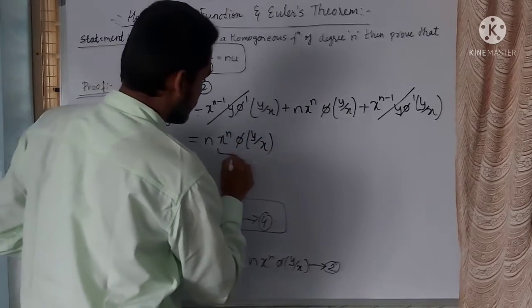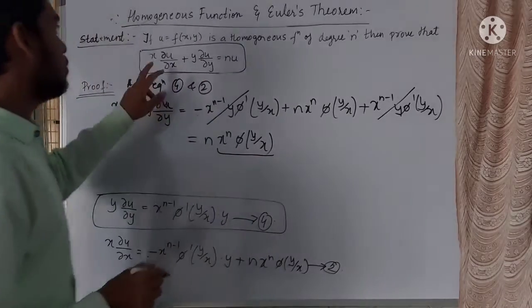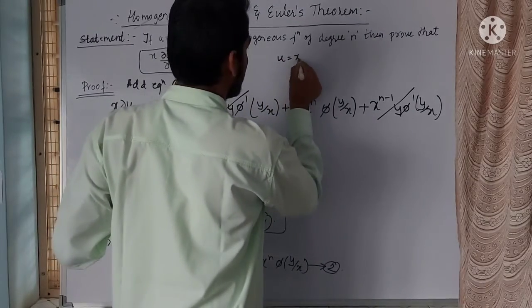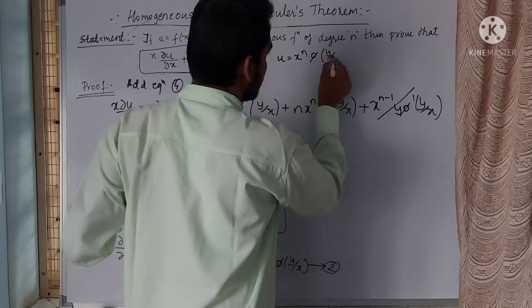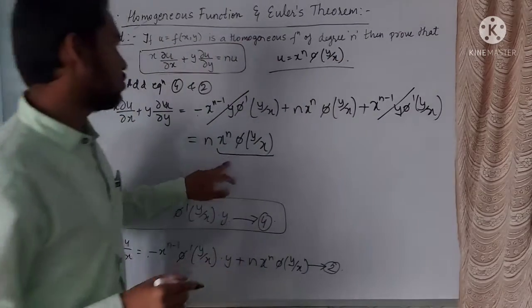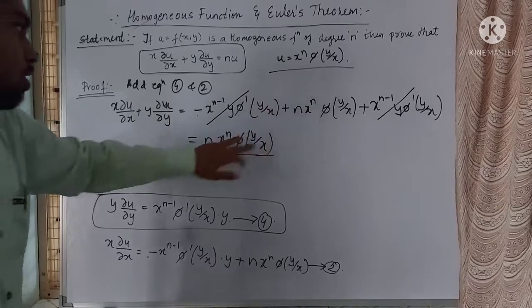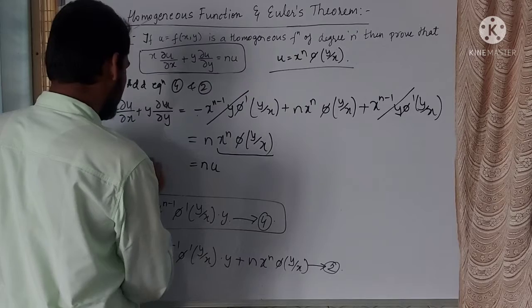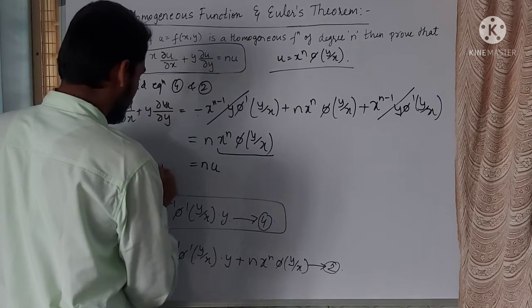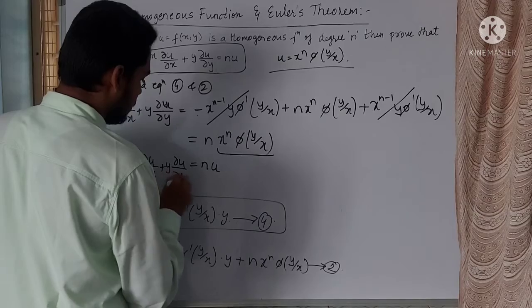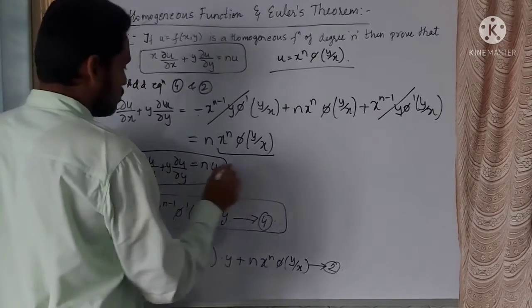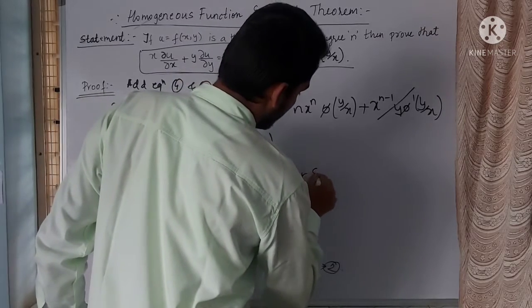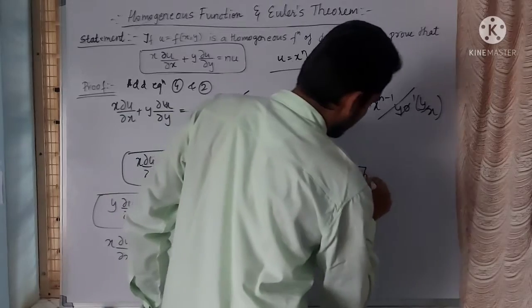If we closely look at this term, x raised to n phi of y by x, you are going to see it is our initial equation, that is u equals x raised to n phi of y by x. This was the first equation. You can see that it is the same, so you can substitute u in place of that term. So it becomes x dou u by dou x plus y dou u by dou y equals n u. So this is the proof for Euler's theorem.